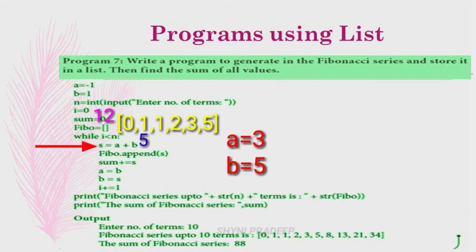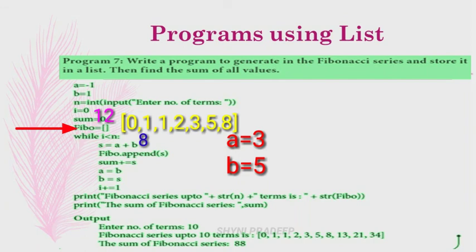See the next line. S is equal to a plus b. A means what? 3. B means 5. 3 plus 5, 8. This value of s, 8, will be stored in the Fibo list, which means this value 8 will be added in the Fibo list. And sum is equal to sum plus s. Sum value is what? 12. 12 plus 8 is equal to 20. So sum is equal to 20.